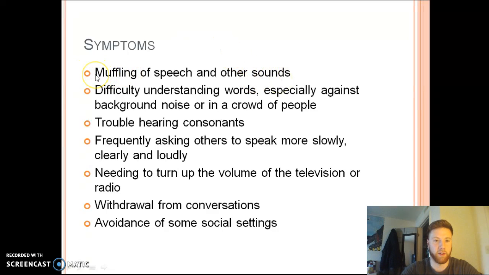that deaf and hard of hearing people normally have, and that's usually muffled speech, difficulty understanding words, especially with background noise, trouble hearing consonants, frequently asking questions, needing to turn up the volume on the TV, again withdrawal from conversation because they feel like they can't participate in it, and even avoidance of social settings because of their deafness.